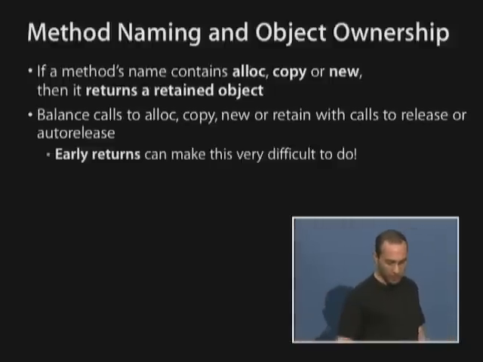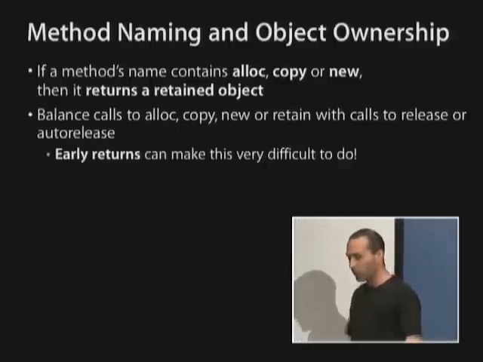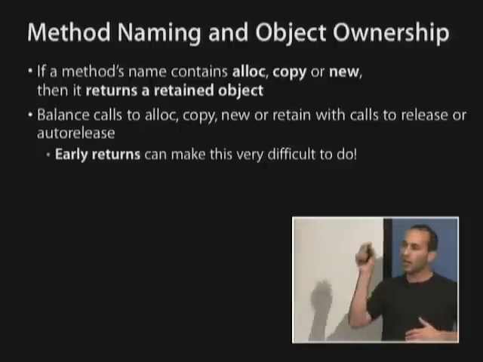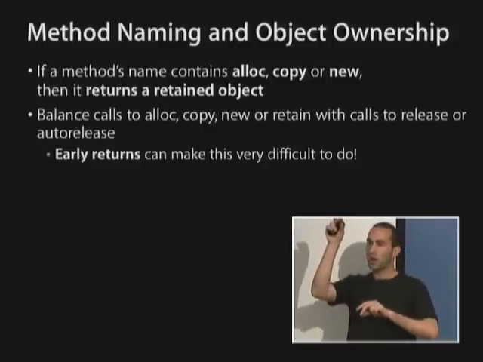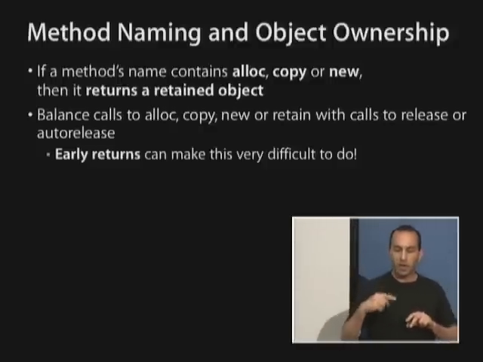Another consideration with this is if you return from a method early. Let's say you've got a big function and you allocate something at the top and you release the memory down at the bottom. Keep in mind that if you want to return early from that function, you may skip over that block that does the release. So build your methods to keep that in mind.